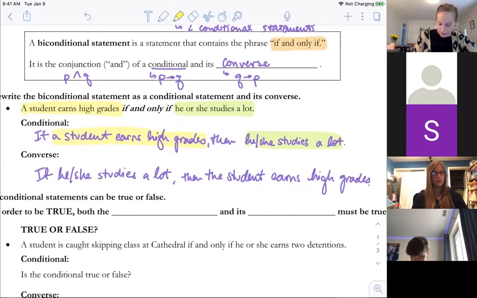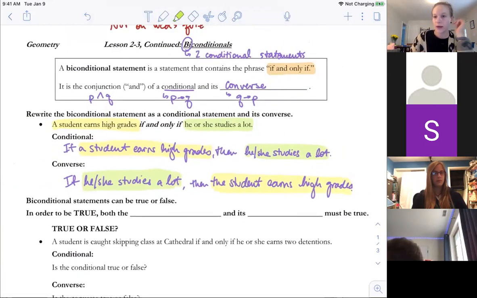I'm going to keep highlighting just to stay consistent. You don't have to highlight, especially if you've gotten this conclusion and hypothesis under control. Don't feel like you have to highlight, but for those of us who still need a reminder, this is just us switching. Okay. Any questions on rewriting a biconditional as a conditional and as its converse? You doing okay so far?